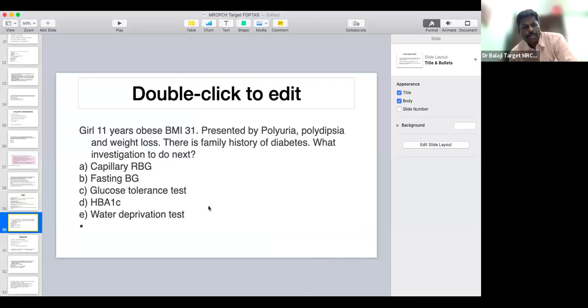Okay. This is an 11-year-old obese girl, BMI 31, presenting with polyuria, polydipsia, and weight loss. There is a family history of diabetes. What investigation to do next? So you have an 11-year-old obese girl presenting with polyuria, polydipsia, and weight loss. What investigation will you do next? Anyone can take.